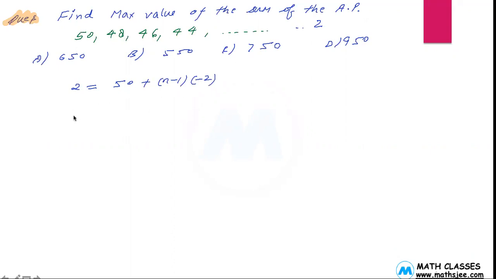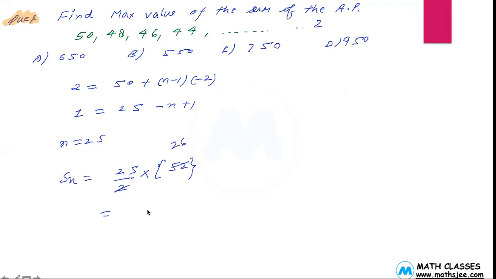You can divide now by 2. So 2 minus 50 is minus 48, divided by minus 2 gives 24. Here it is n minus 1, so n equals 25. Now if we try to calculate Sn, that is n by 2 into first plus last term, that is 52. 50 is the first and 2 is the last. So that is 26, right?